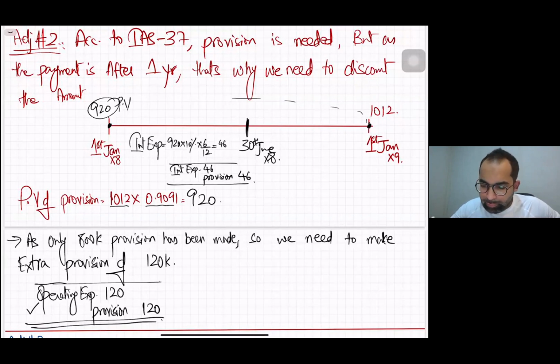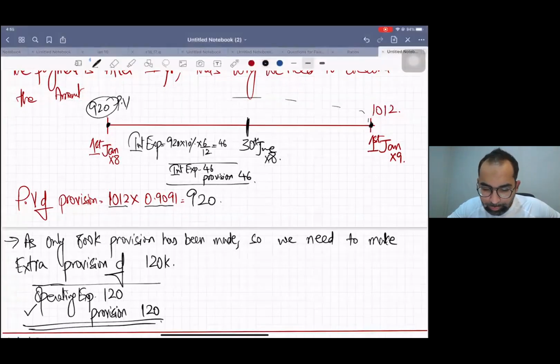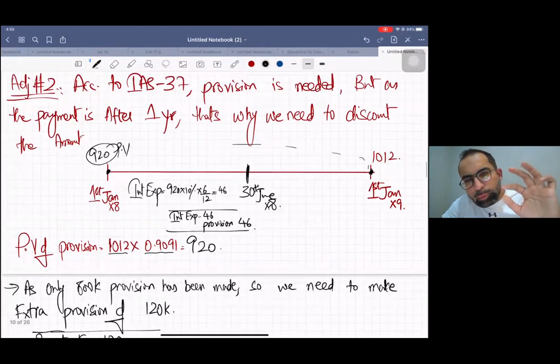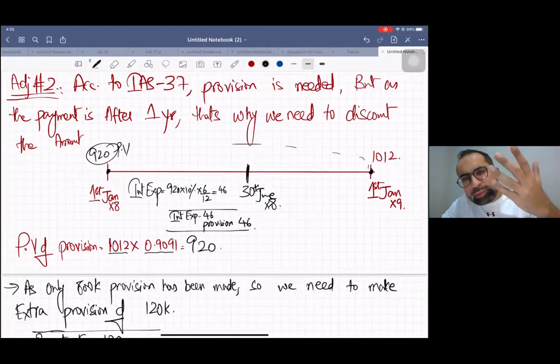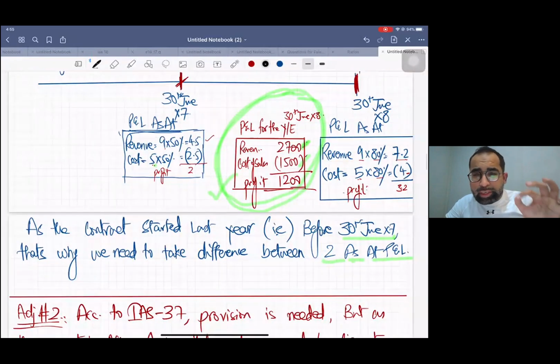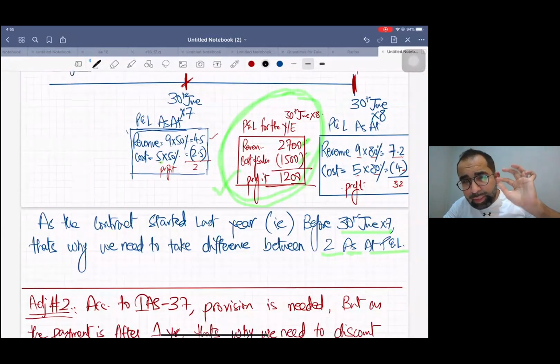Now, let's post these two adjustments in the income statement. First of all, let's post these two. In the first adjustment, the 2700 is revenue and 1500 is cost of sales. 2700 will be posted in sales revenue and 1500 in cost of sales.